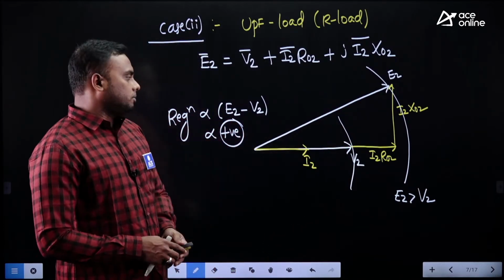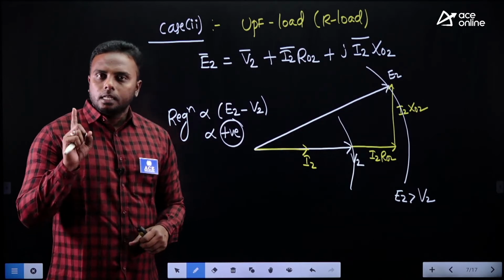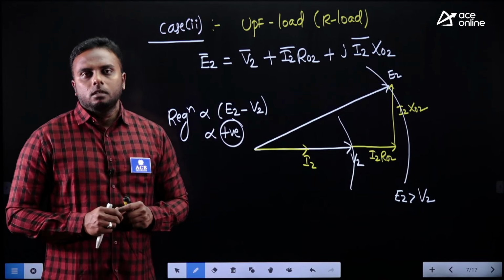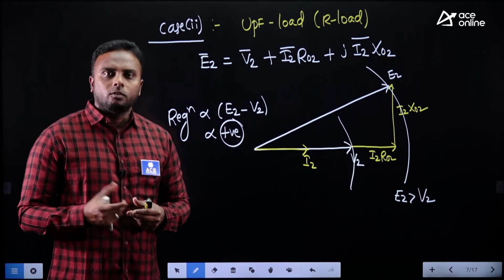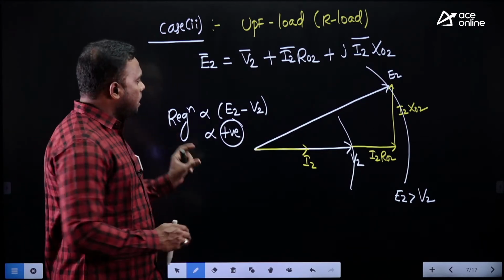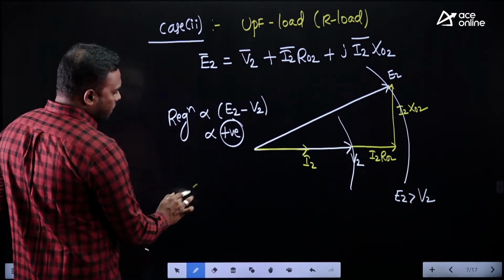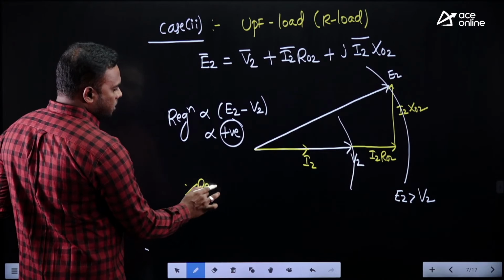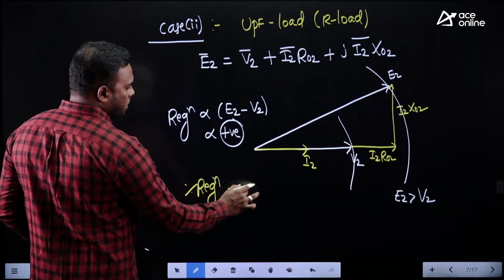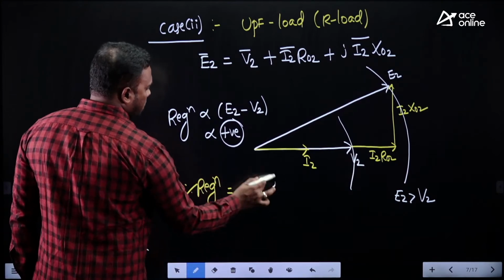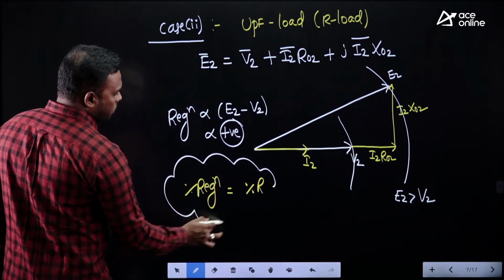Yes, that's why regulation still positive here. Regulation is still positive, but how much it is? Less than lagging power factor. Suppose in lagging power factor you got 4%. Now you will get less than that, some 2% or 1.5% like that. And if you want to find percentage regulation, how much? The equation is, the percentage regulation for UPF is only percentage R. Just take this equation. This is the percentage regulation for unity power factor.